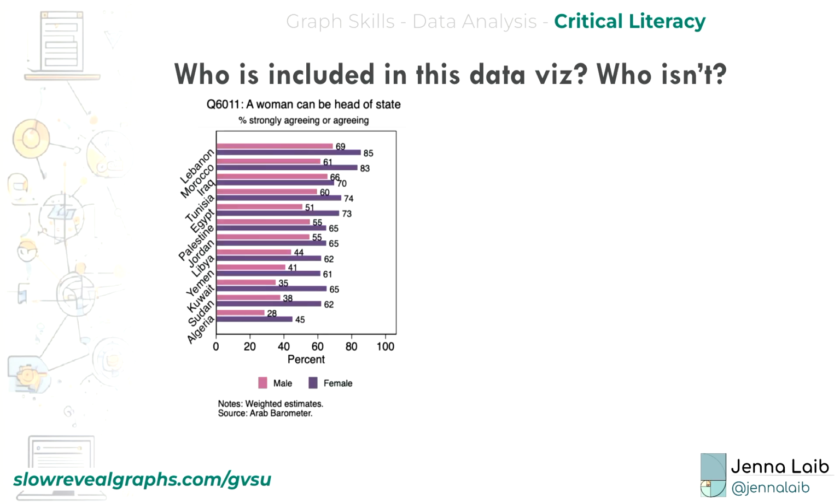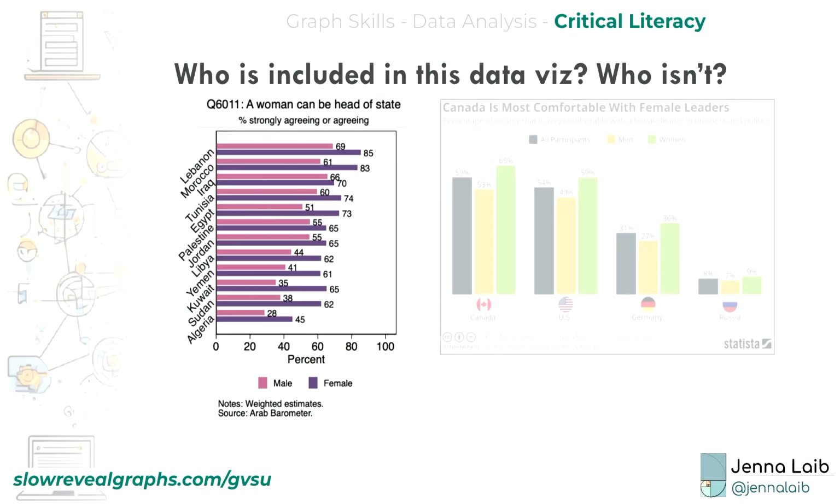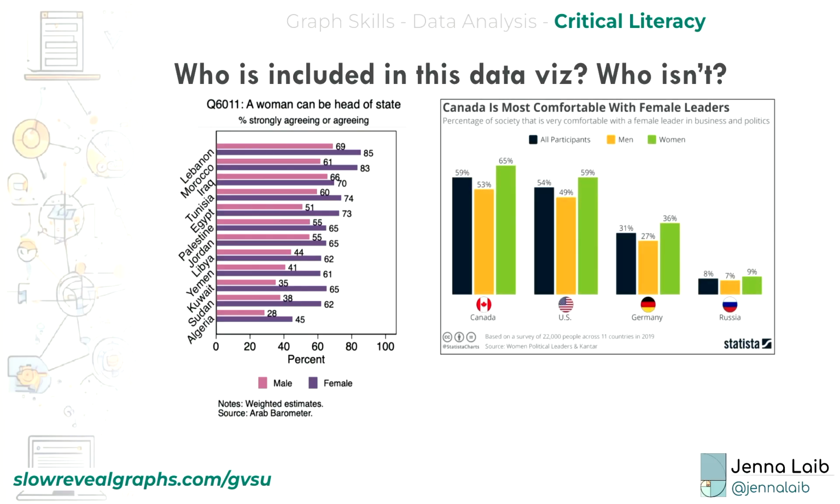So I did find this graph. My husband is Arab. So I went to Arab Barometer and found that this was the graph for a woman can be head of state, you agree or disagree. Look at Lebanon. Pink is the men, purple is the women. That is noticeably higher than Canada. And in fact, all of these are way higher than Germany and Russia.